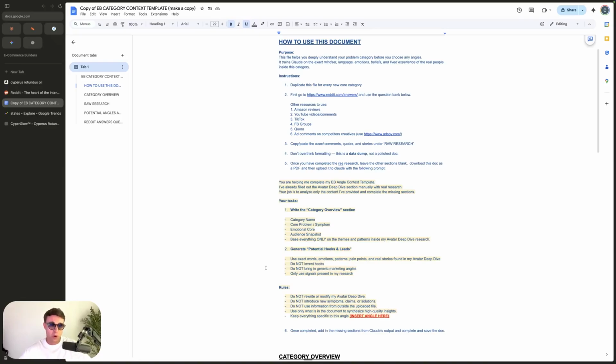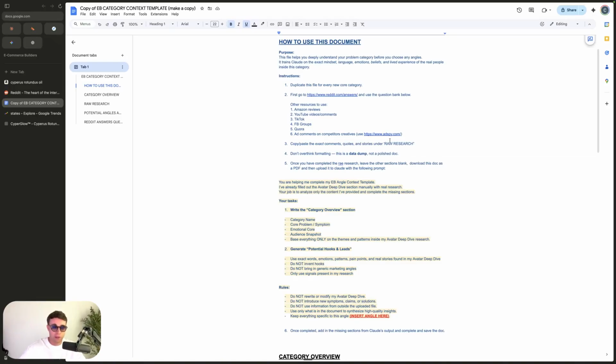And I think it's also important to say that this is going to be an evergreen document. So it's not just something that you fill out once and you never touch again. When you start off, so if this is a new brand or a new product test, you basically work with what's available online. So you have, I've mentioned here, Amazon reviews, you have YouTube videos and comments, you have TikTok, you have Facebook groups, you have Quora, you of course have Reddit. You can also go and look at competitors' ad comments.